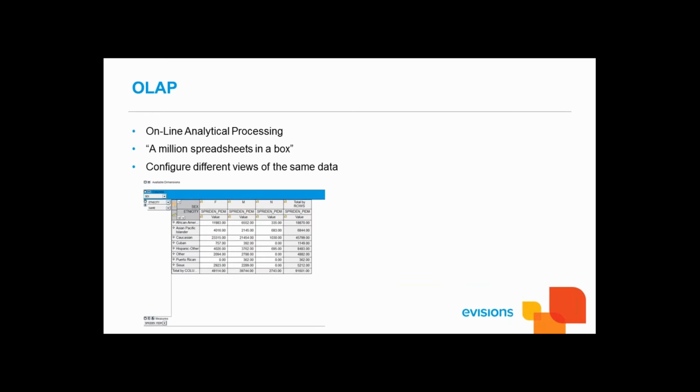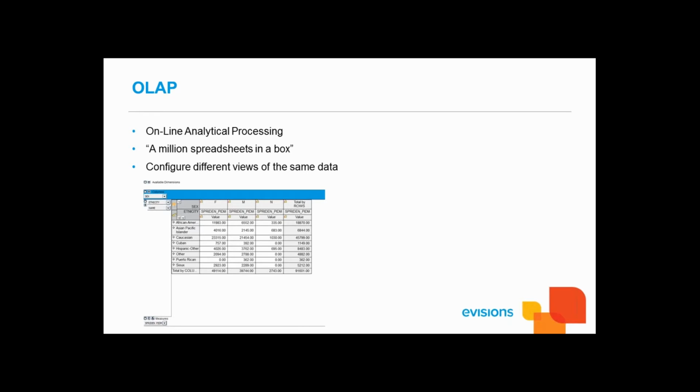And next, we're going to go over OLAP data cubes. OLAP, or Online Analytical Processing, is a specific way to represent statistical data for executives, specialists, and analysts. It is designed to aid in decision-making and better information understanding. A popular definition is a million spreadsheets in a box.